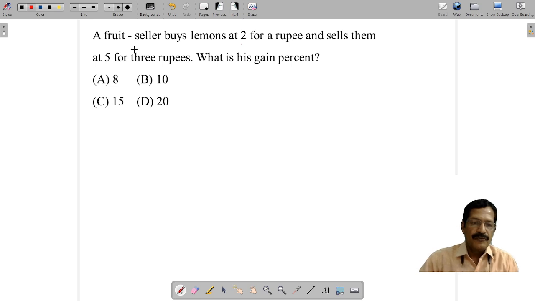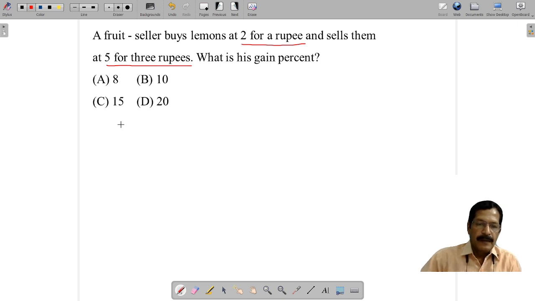A question: a fruit seller buys lemons at 2 for a rupee, so 2 lemons for 1 rupee, and sells them at 5 for 3 rupees. What is his gain percent? Now, what is the cost price? 2 lemons for 1 rupee. So the cost price of 1 lemon is equal to 1 by 2 rupees. 1 by 2 rupees means 50 paise, that is 0.50.